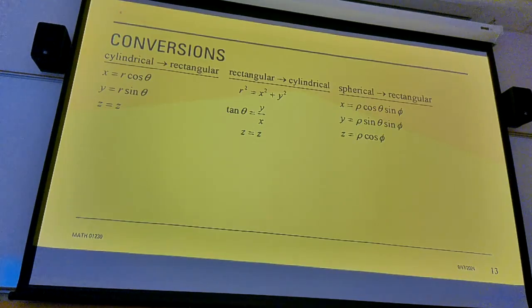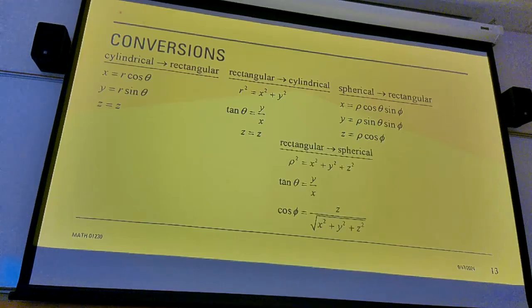To go rectangular to spherical, rho squared, it's a distance, so x squared plus y squared plus z squared. Because theta is the same, tangent of theta is y over x. Cosine of phi is z over the square root of x squared plus y squared plus z squared, or z over rho.